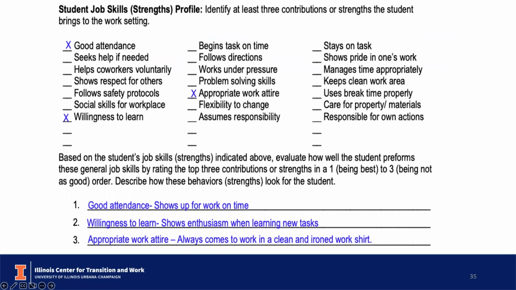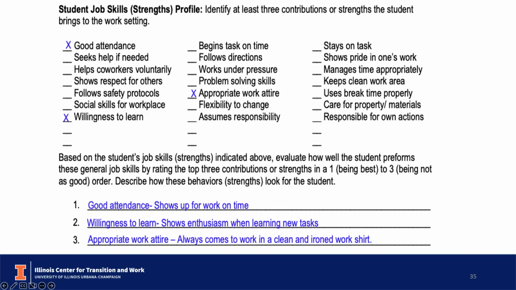And using the document that I just shared with you, this is what it would look like. So the students' job skills are their strengths. You put an X next to the ones that apply, and then you go ahead and rate them. In Tony's case, we know that he has really good attendance. He has a lot of willingness to learn new things, and he has appropriate work attire. And so in Tony's situation, his first top strength is good attendance. That's number 1. It's followed by willingness to learn and then appropriate work attire.